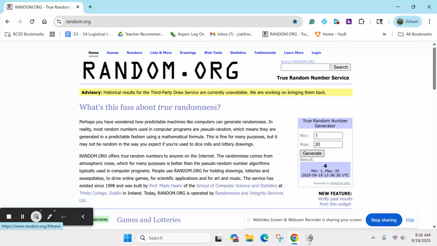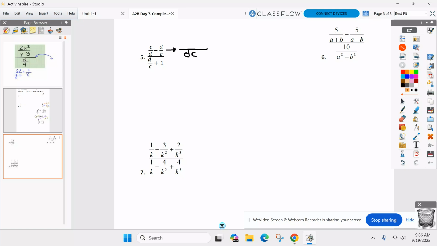All right, what the heck do I multiply by now here? Chris. What's the first denominator have? C over D. What's the denominator? D. But I need DC. What do you suggest I multiply it by? C. Yeah, me too. And when I do that, what do I end up with, Chris? C squared. Yep.